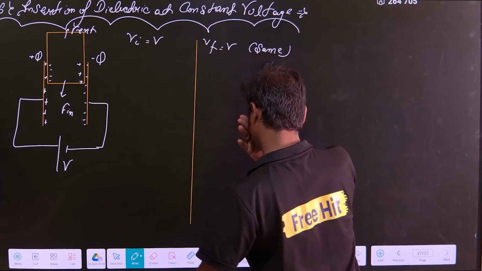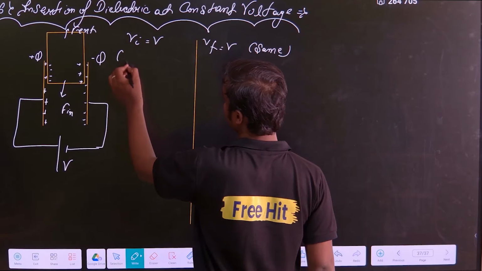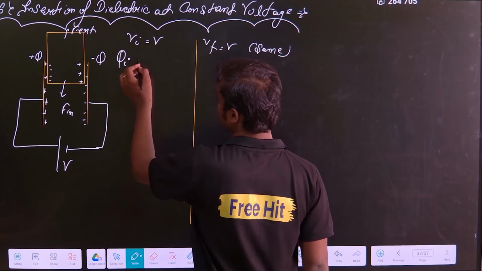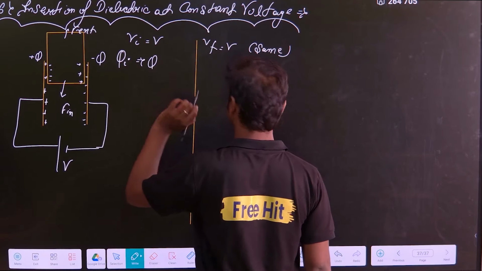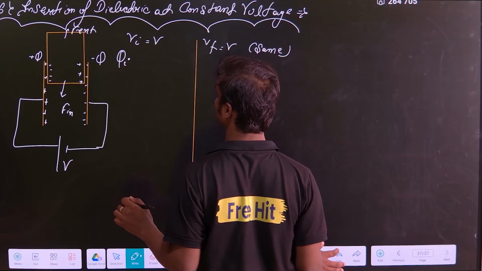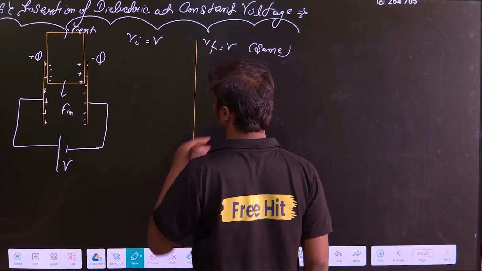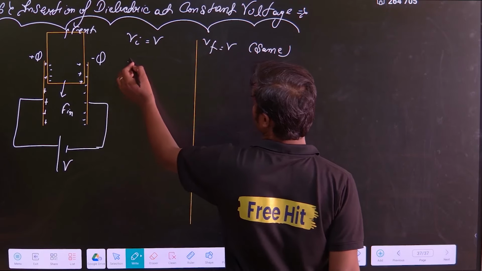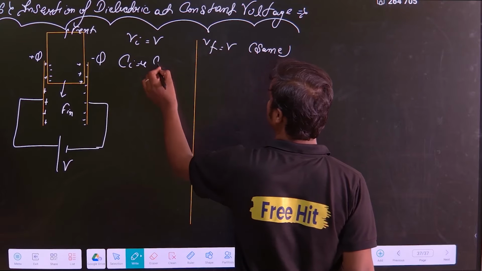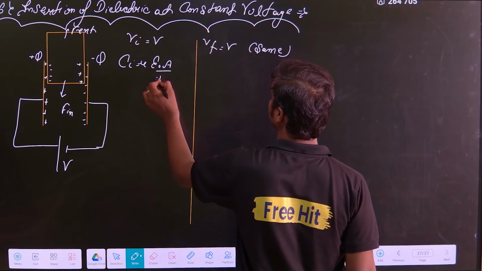Okay, let us talk about charge Q initial. Or better, in spite of talking about Q initial, let us talk about capacitance. C initial will be what? That is epsilon naught A by d. Correct?